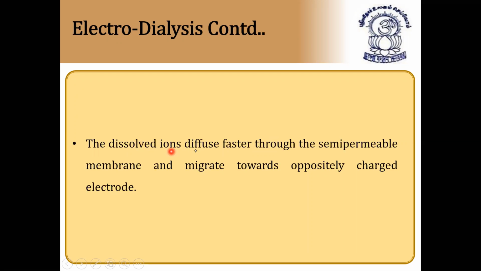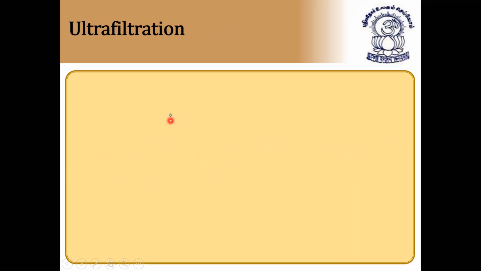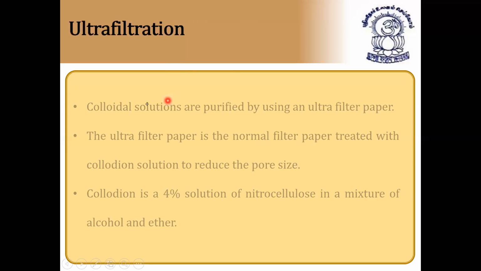As we are passing electricity, the dissolved ions, that is, the crystalloids, diffuse faster through the semi-permeable membrane and migrate towards the oppositely charged electrodes. So due to this, what happens? Dialysis is being done. Next method of purification is ultrafiltration.